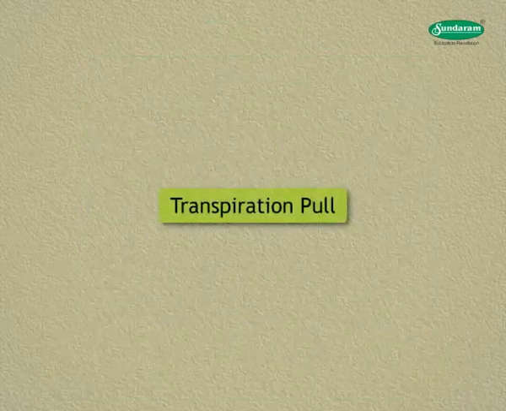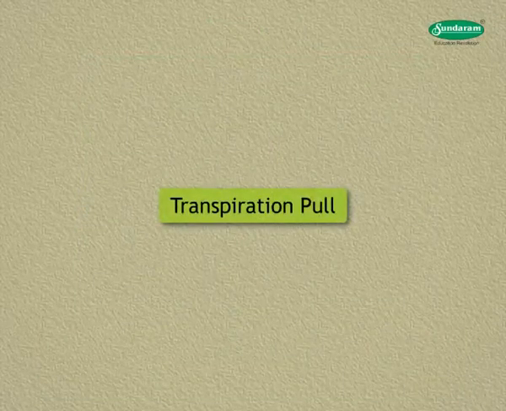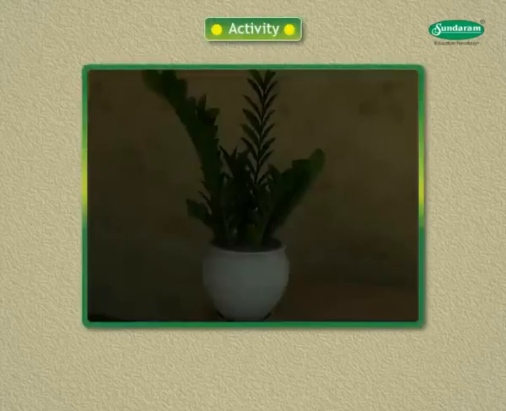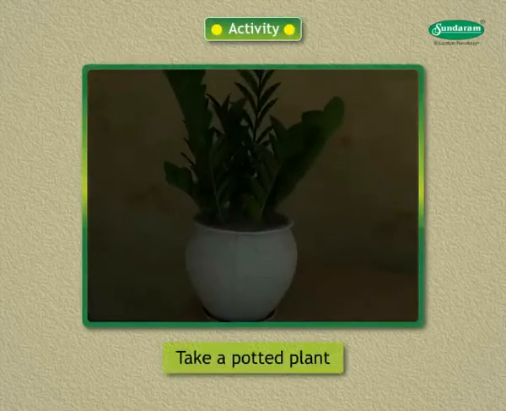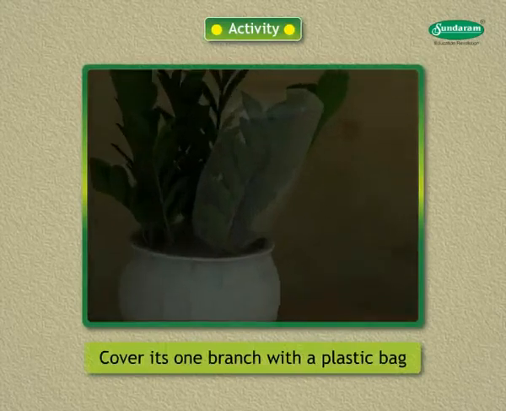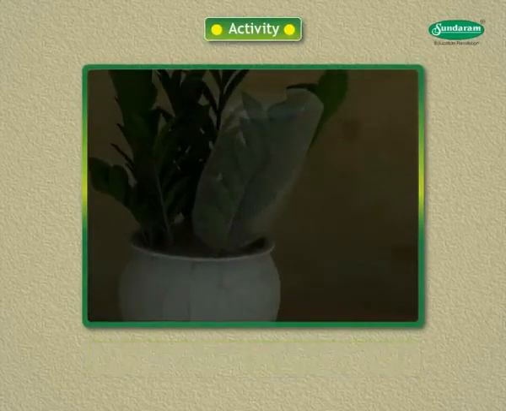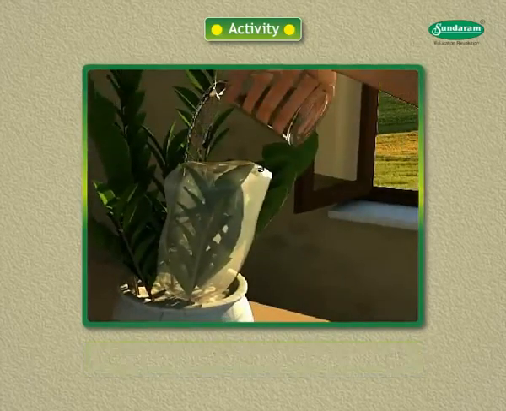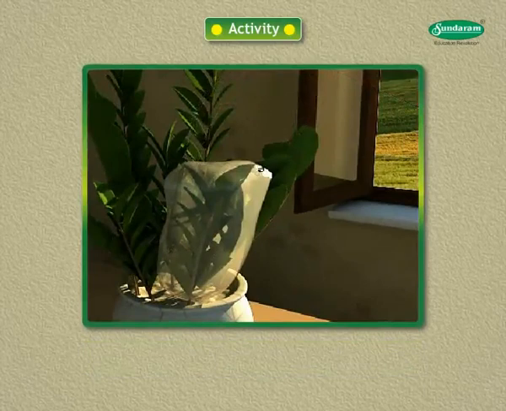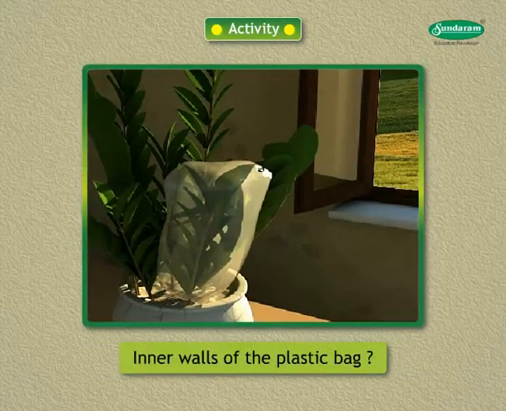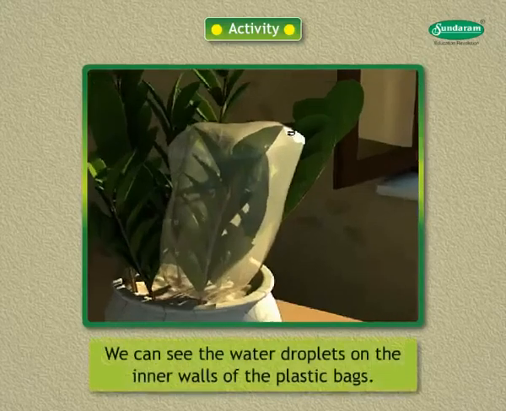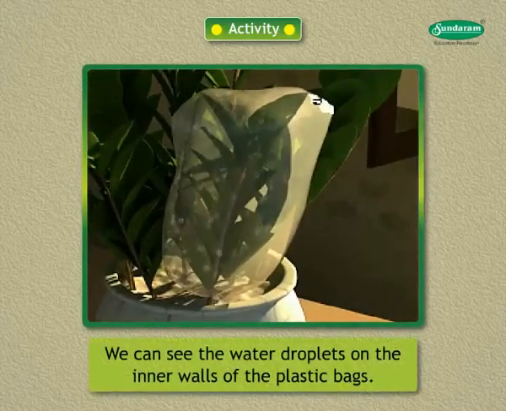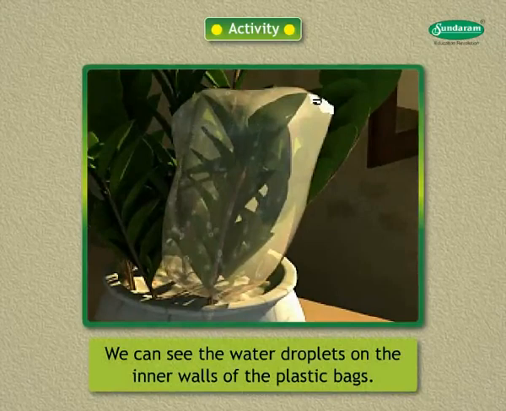Let us understand what is meant by transpiration pull. Activity. Take a potted plant and cover one branch with a plastic bag. Tie the bag properly to the branch. Now place the plant in sunlight. Water it and observe the bag after a few hours. What do you observe on the inner walls of the plastic bag? We can see the water droplets on the inner walls of the plastic bag.